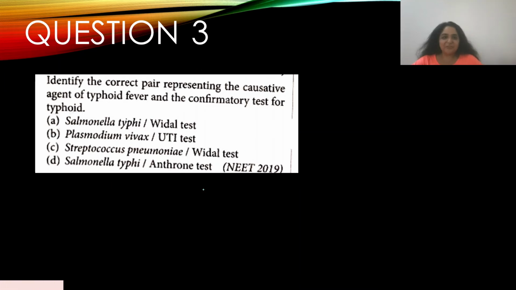Question number 3. Identify the correct pair representing the causative agent of typhoid fever and the confirmatory test for typhoid. This appeared in NEET 2019. A, Salmonella typhi, Widal test; B, Plasmodium vivax, UTI test; C, Streptococcus pneumoniae, Widal test; and D, Salmonella typhi, Anthrone test. Typhoid fever is caused by Salmonella typhi, which is obvious, we already know that. The confirmatory test for typhoid is the Widal test. So the answer is A.